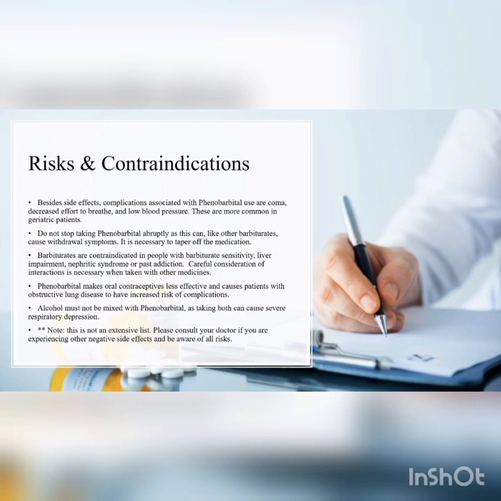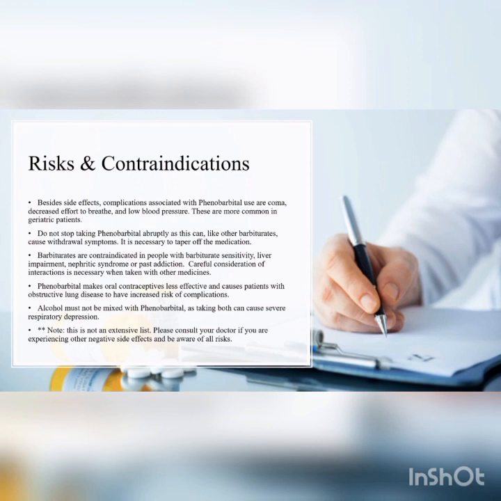Risks and contraindications of the drug phenobarbital. Besides side effects, complications associated with phenobarbital use are coma, decreased effort to breathe, and low blood pressure. These are more common in geriatric patients. Do not stop taking phenobarbital abruptly, as this can, like other barbiturates, cause withdrawal symptoms. It is necessary to taper off the medication.